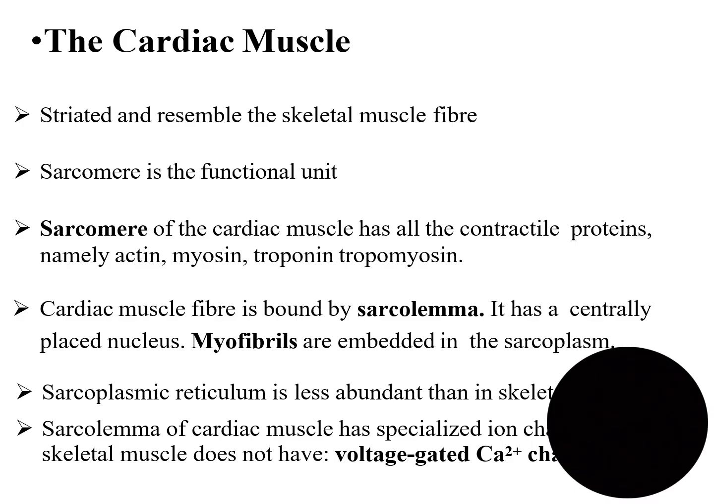So what is a sarcomere? It is the unit of cardiac muscle which has the contractile proteins, namely actin, myosin, troponin and tropomyosin. The cardiac muscle fiber is bounded by the sarcolemma. It has a centrally placed nucleus, and myofibrils are embedded in the sarcoplasm. The sarcoplasmic reticulum is less abundant than in skeletal muscle. The sarcolemma is voltage gated, which is done by calcium 2 plus ions.